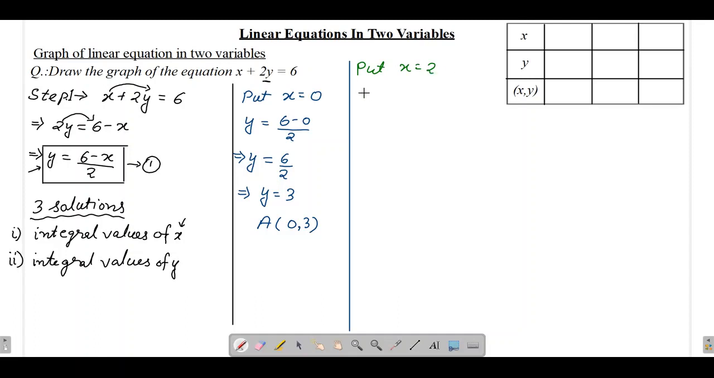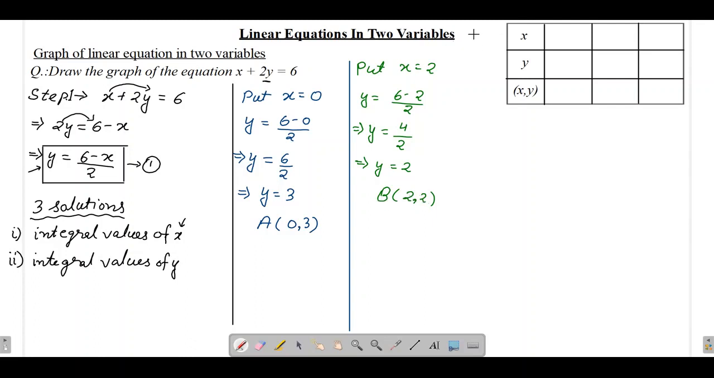Instead, I'll be putting x equals 2 in the equation. If we put x equals 2, we will be getting y equals 6 minus 2 by 2, which after simplification gives 6 minus 2, 4 by 2, and ultimately y equals 2. So we have got our second solution, 2 comma 2. We can name it as B.